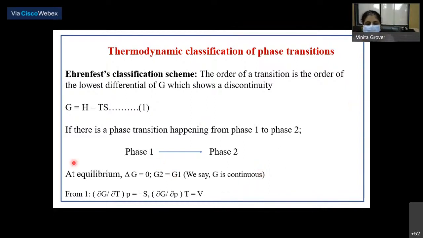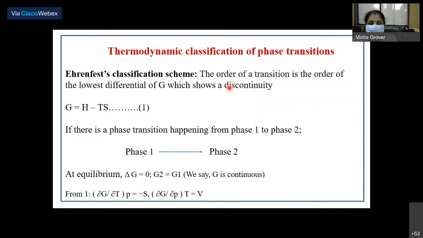All right. So let's come to this. Now, in terms of thermodynamics, phase transitions are described based on their order. You would have heard about it. This is a first order phase transition. This is a second order phase transition and so on. And this particular classification based on thermodynamic parameters is called the Ehrenfest classification scheme.